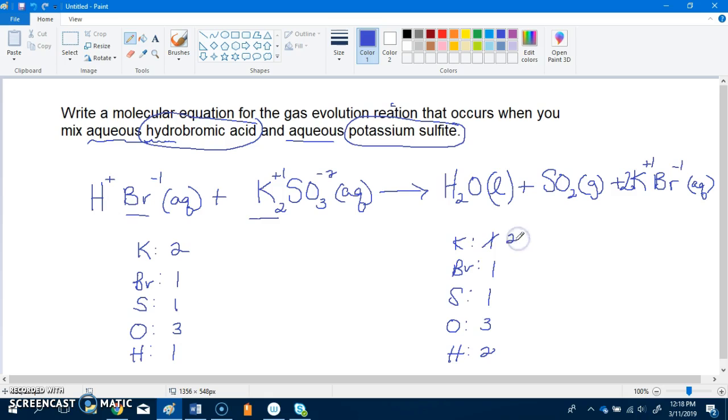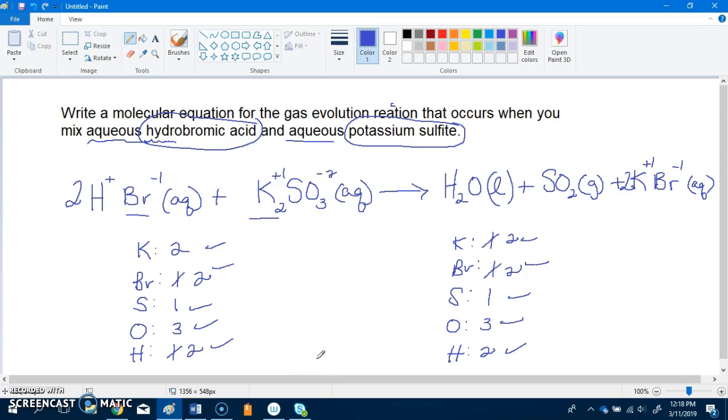So I get 2 potassium and 2 bromine. And then I'm going to put a 2 over on this side to balance my bromine, and that's going to change it to 2 hydrogen. And now all of my elements balance out. I've balanced my equation. So that's how you complete this type of question.